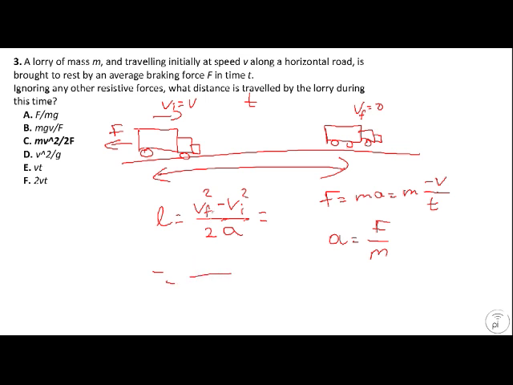Here it will be 0. Here it is minus V initial squared. Here it is minus a, because a is like braking. So it will be F divided by m. Here too it's minus. So it will be V squared divided by 2F multiplied by m. The answer is C, mv squared divided by 2F. The force.